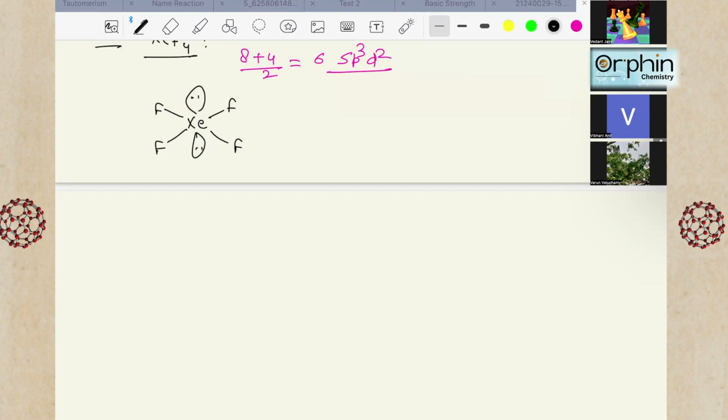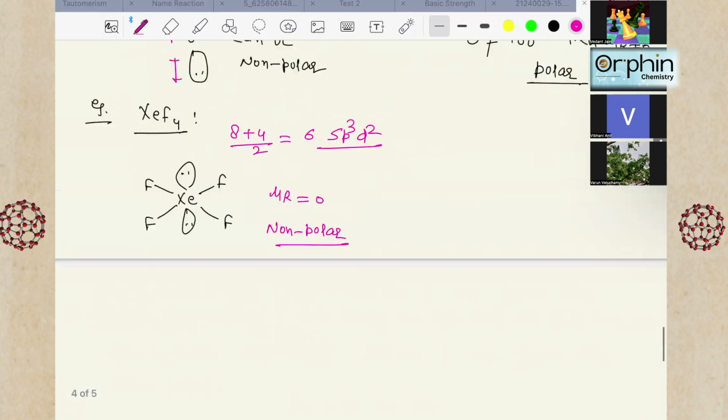Now you can see the lone pairs are cancelling their dipoles and the bond pairs are also cancelling their dipoles. So we have to make the geometry, then we will be able to decide. So yes, in this case, the net dipole moment is 0 and the compound is non-polar. This is non-polar.